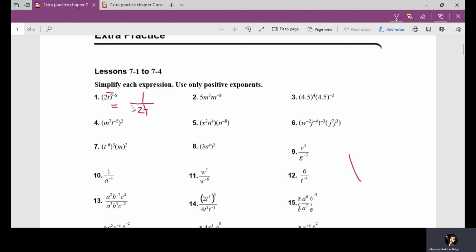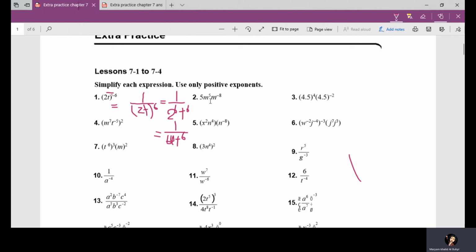So 1 over 2 to the power t, all this to the power 6. I made it positive now, so I can work with this one. I can distribute my power now. So 2 to the power 6, t to the power 6, then you just continue your work. 1 over, just do your calculation for 2 to the power 6. 2 to the power 6 will give you 64. So that will be 64 t to the power 6.